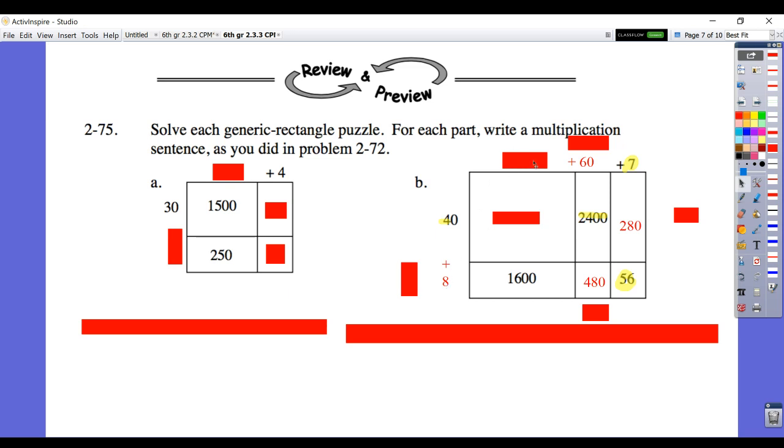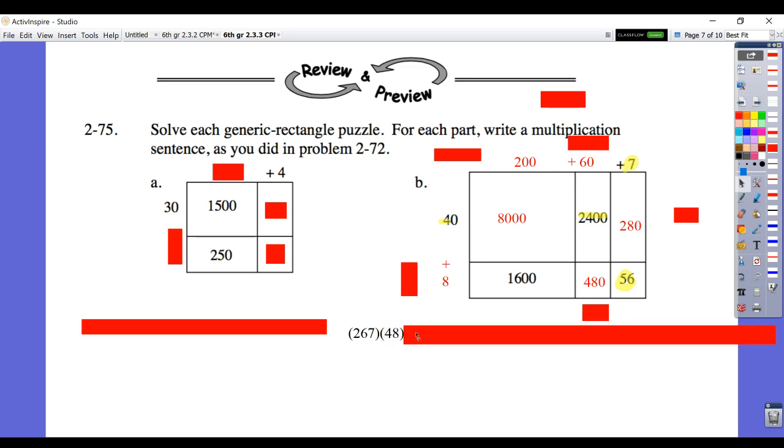8 times something has to equal 1,600. Well, 8 times 2 would give us the 16, and we need 2 zeros, so 200 would be the missing value there. And 200 times 40 would give us an answer of 8,000. So the first thing you're going to do is fill in all those missing parts. Then you have to write a multiplication sentence, which should be 200 plus 60 plus 7, 267, times 40 plus 8, which is 48.